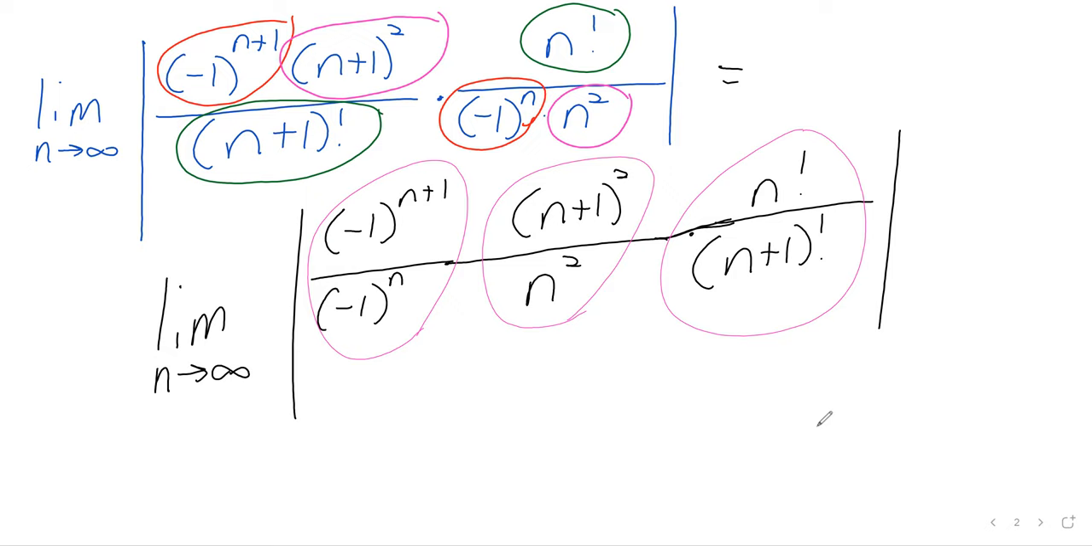Looking at this first thing I've circled, when we have a common base, one power divided by another power with the same bases, that division is done by subtracting the powers, taking the n from the n plus one. And n plus one minus n is one. Let's make that line thicker. So we get a negative one to the first power, and all of this is still inside an absolute value.